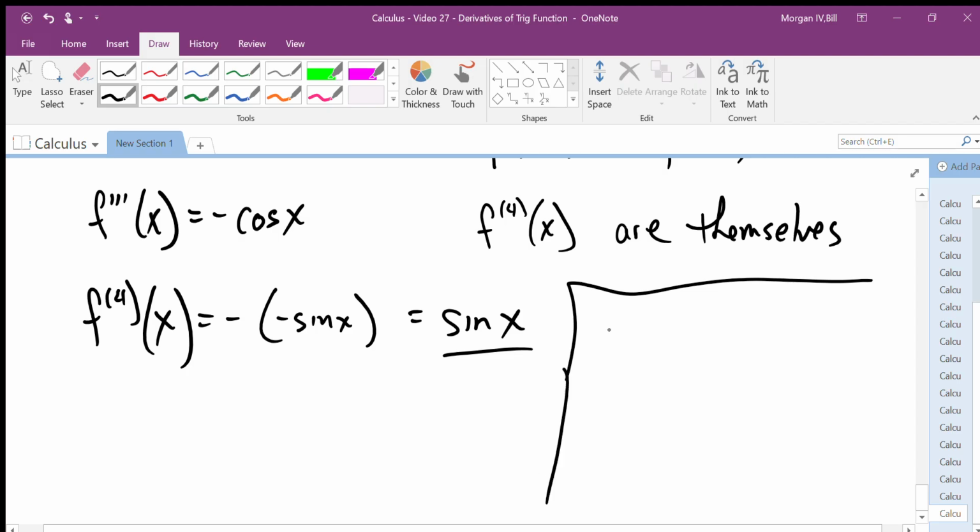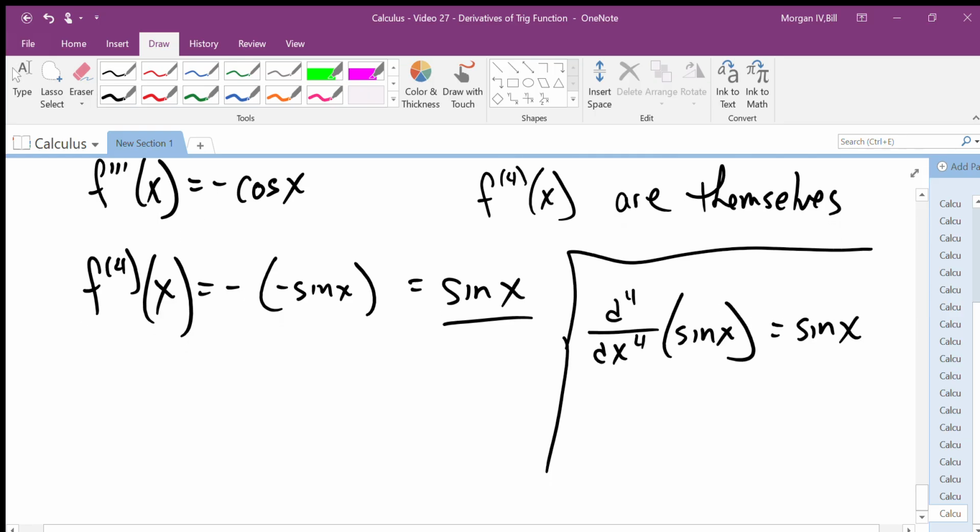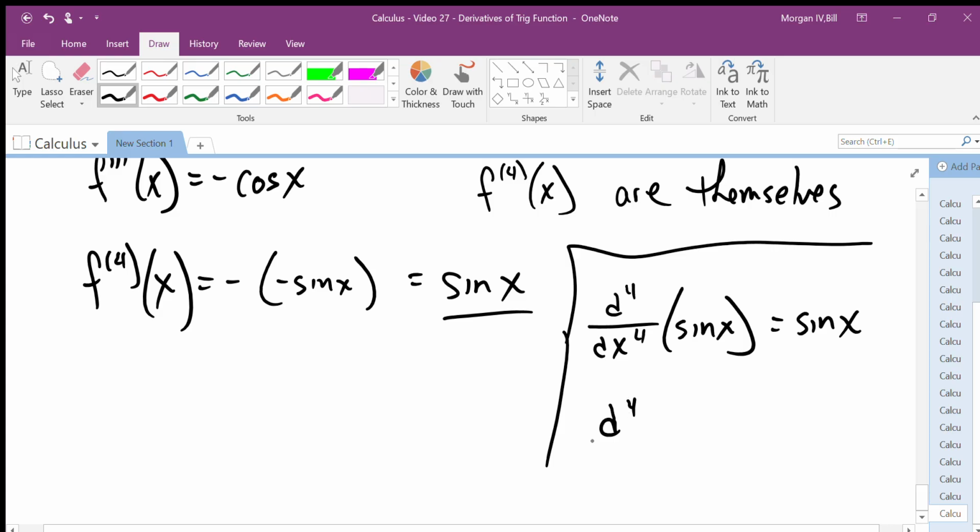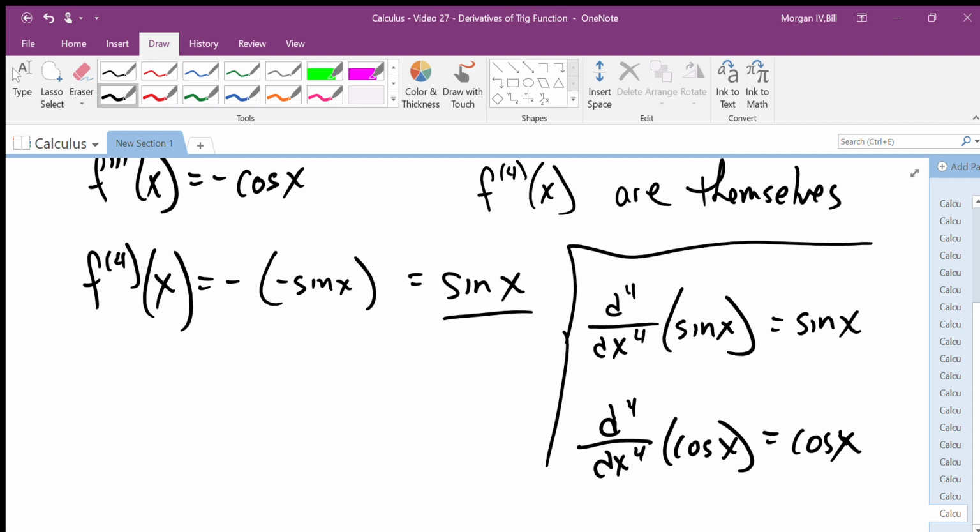In other words, the fourth derivative of sine of x is sine of x. And the fourth derivative of cosine of x is itself, cosine of x. You can work through that one and see that it's true. Okay, that's all for the video on derivatives of trig functions. A lot to memorize on this particular video.